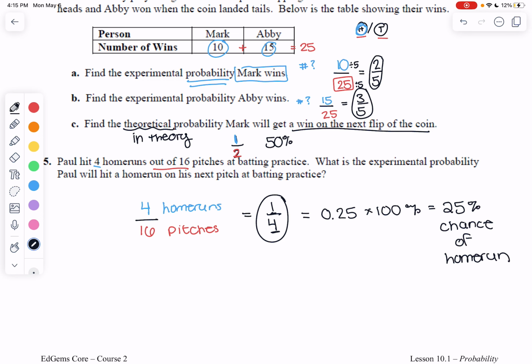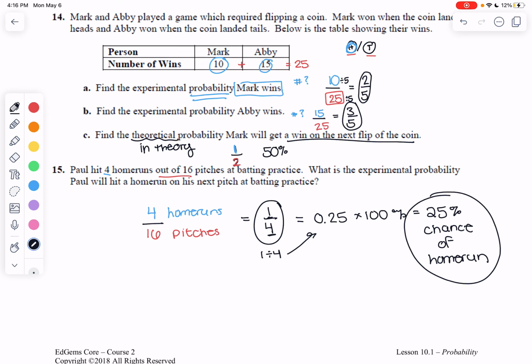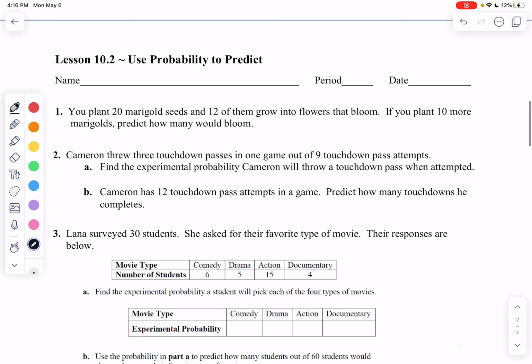Okay? One more time to make it a little bit more clear. I took this fraction and divided by numerator 1 divided by 4. That's what gave me the decimal. And then if I multiply decimal by 100%, I get my chance of hitting a home run. All right, let's keep rocking and rolling.